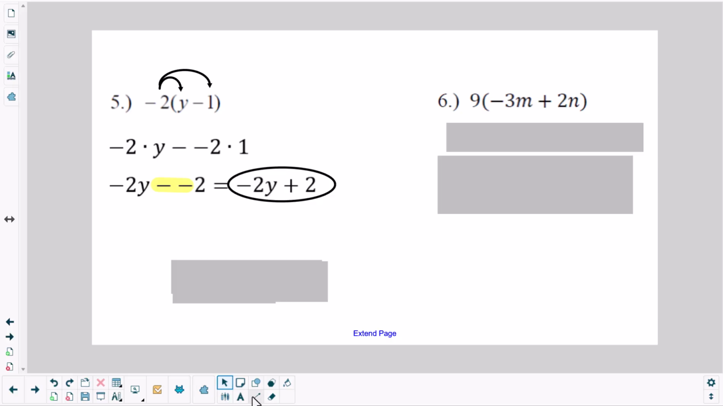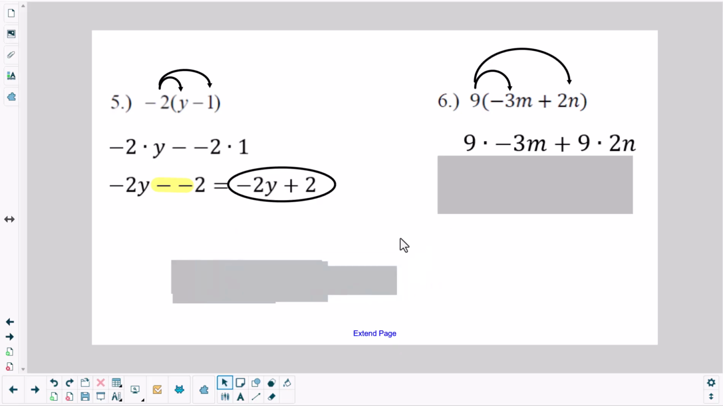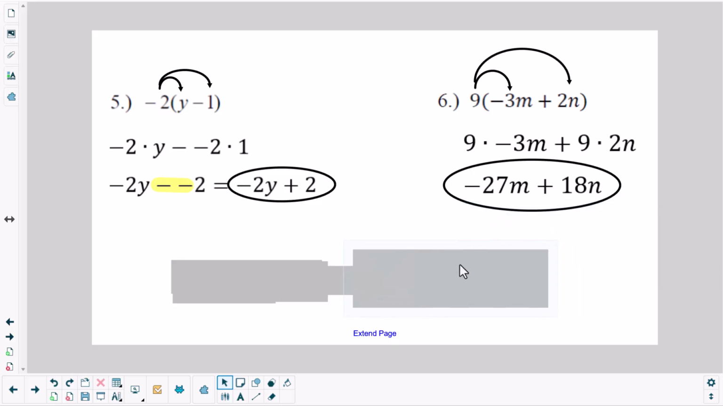In number 6, we need to distribute this 9 to both the -3m and to the 2n. So we will do 9 times -3m plus 9 times 2n. 9 times -3m is -27m. 9 times 2n is 18n.